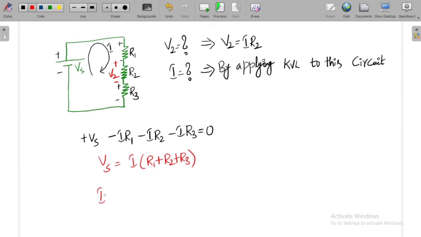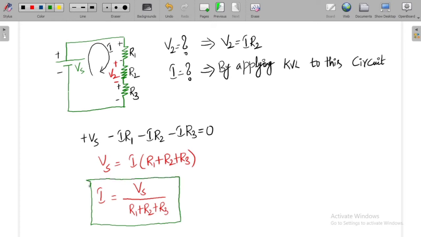From this equation, I can be rewritten as I is equal to Vs by R1 plus R2 plus R3, the sum of all the resistors. This is the current flowing through the circuit, or the current flowing through R2. As R1, R2, R3 are all in series, the current remains the same, and that current is equal to Vs by R1 plus R2 plus R3. Consider this equation as the second equation, whereas the first equation is obtained from Ohm's law.